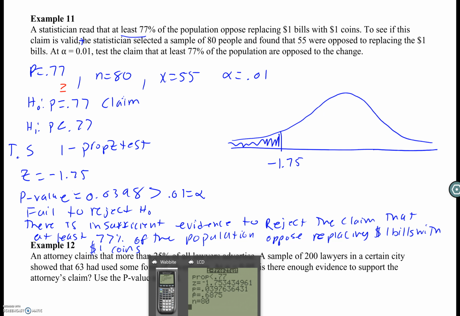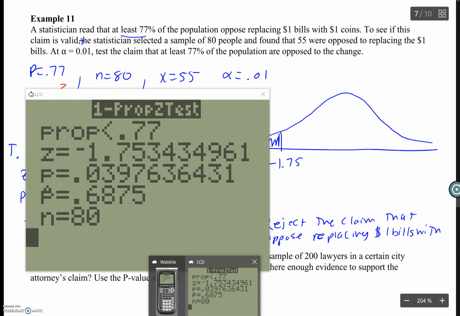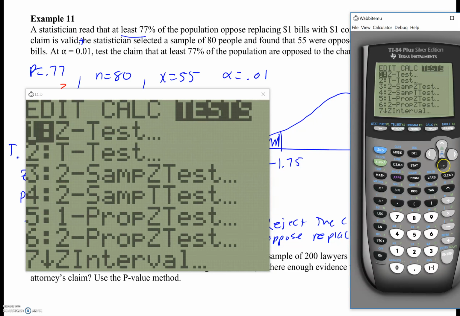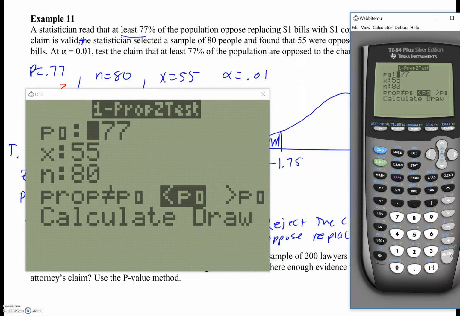Do you have X and N flipped? Mm-hmm. And you have 0.77? No, because you want it to be a proportion. So if it's not a decimal, it doesn't know whether it's a percent or not. Other questions?